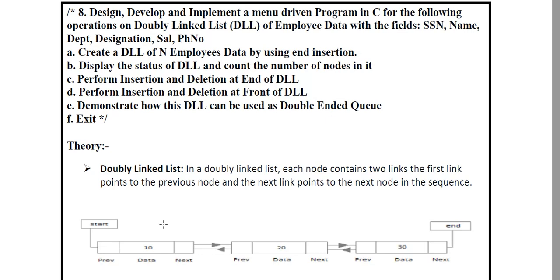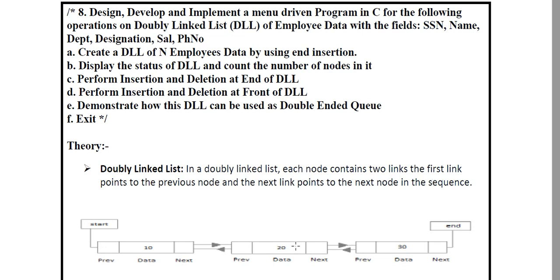So before we move exactly into the implementation, first we should know the theory of the doubly linked list. The doubly linked list is similar to the singly linked list. The only difference is that in doubly linked list, each node contains two links. The first link, the L link, points to the previous node, and the next link points to the next node in the sequence.